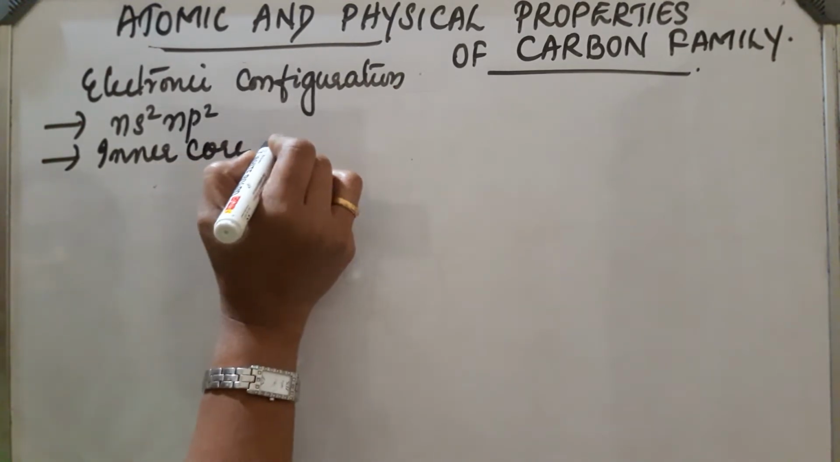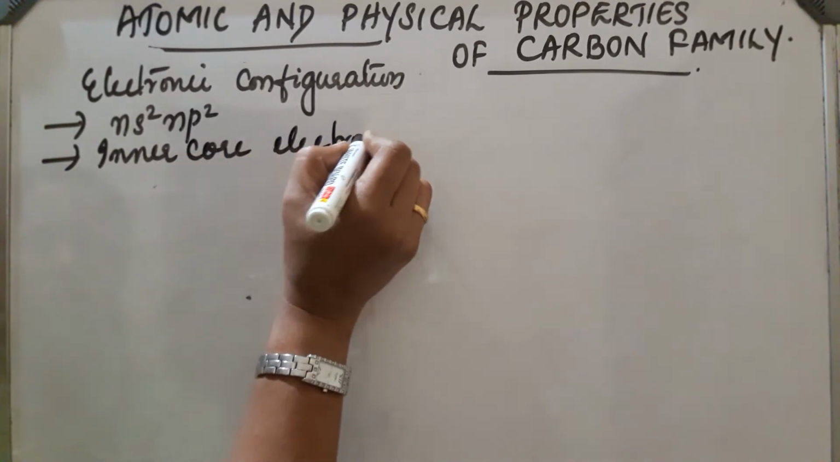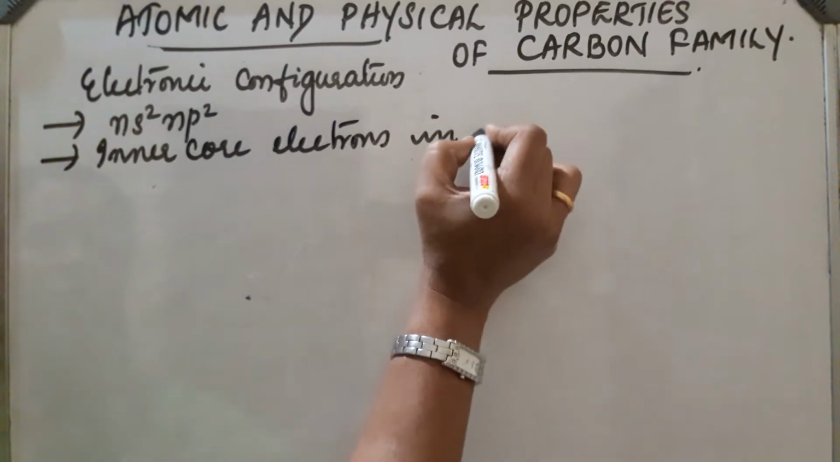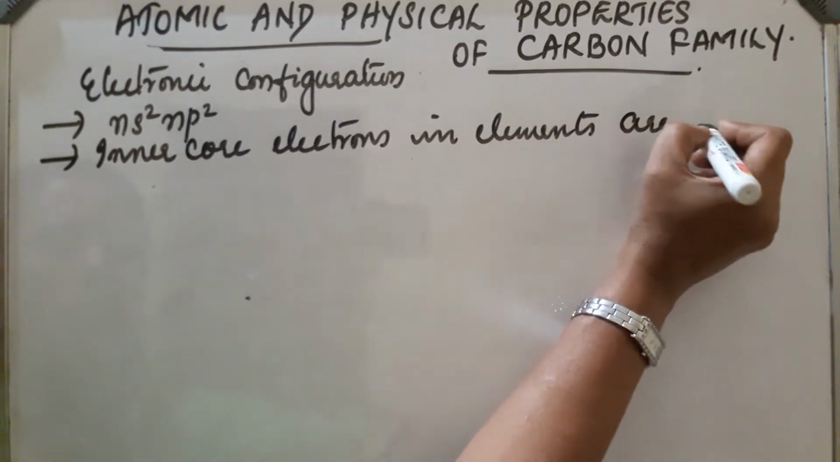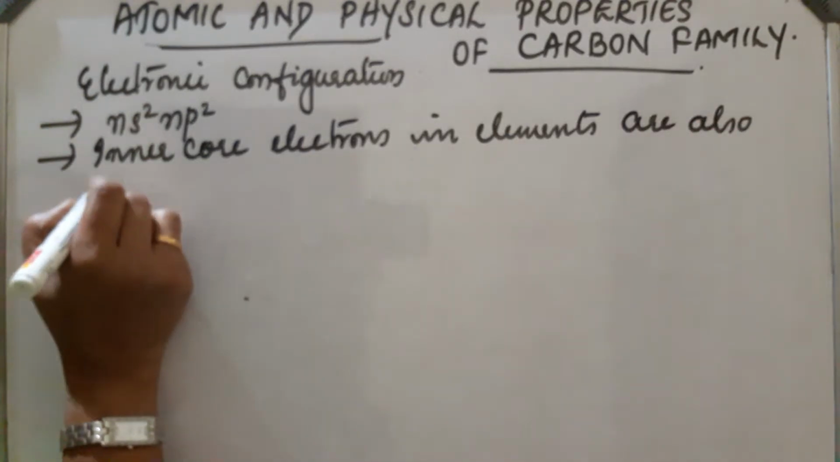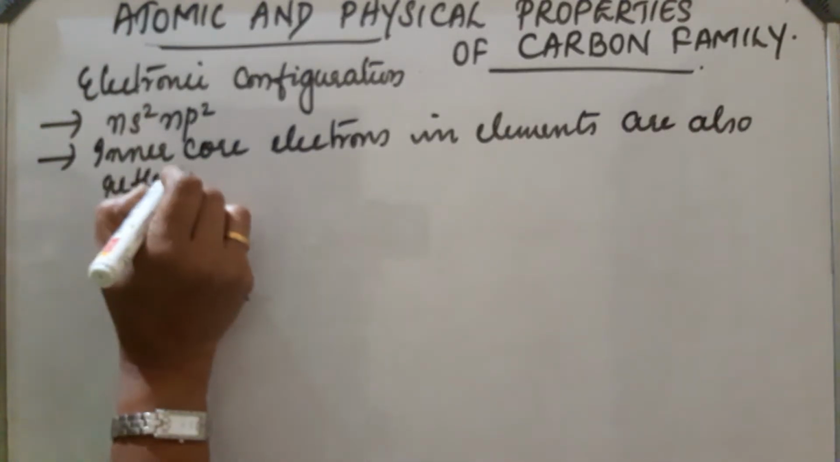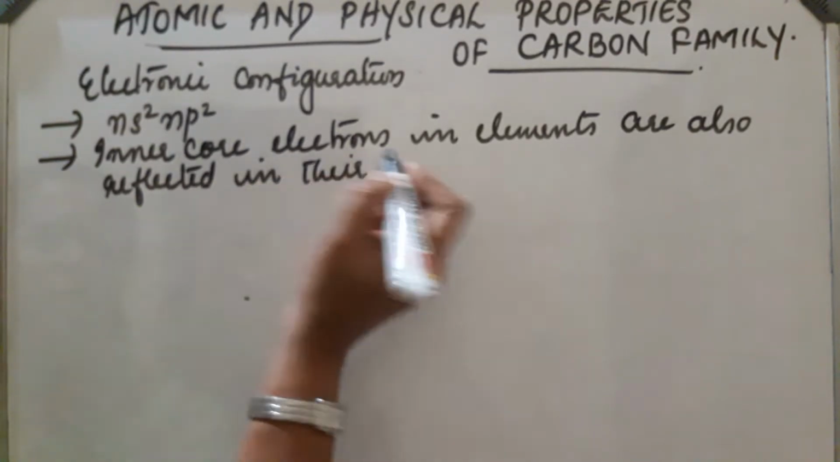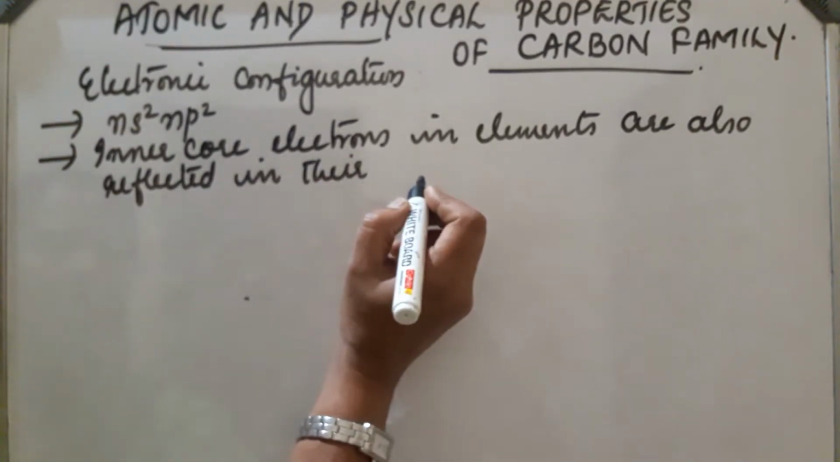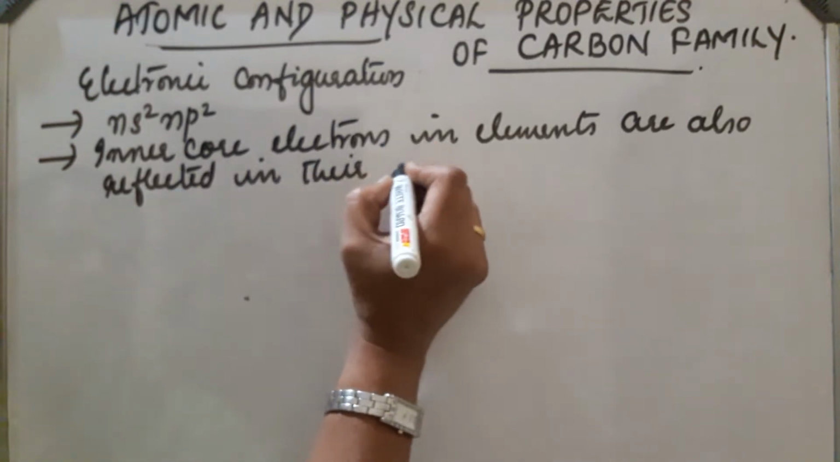Inner core electrons in elements are also reflected in their properties. Okay. So, properties depend upon the electrons present in the inner core.